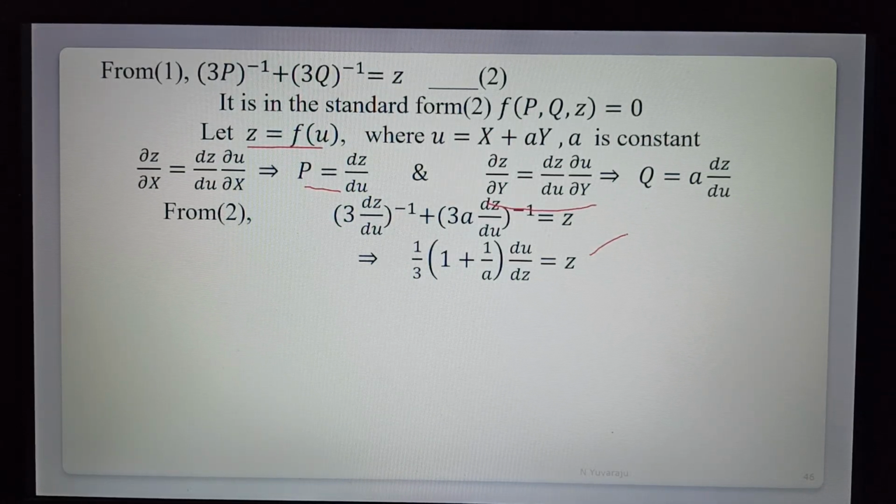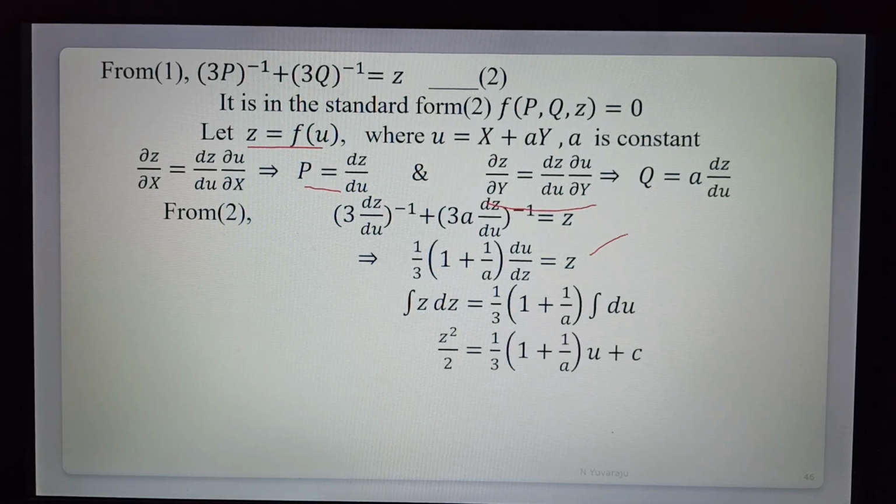Now by the variable separable method, the integration of z dz is equal to 1 by 3 into (1 plus 1 by a), where 1 by a is a constant, times the integration of du. That is equal to z square by 2 is equal to 1 by 3 into (1 plus 1 by a) u plus c.